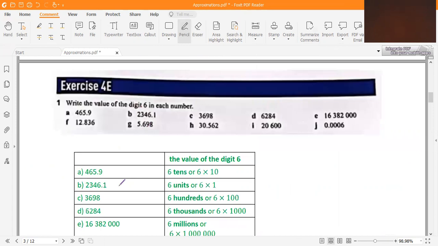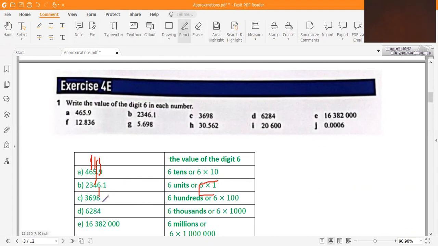For example, in part A, 465.9, we have the digit 6 here. The decimal point is here. Moving left from the decimal point, first is units, then tens, so the 6 is in the tens column. We can write it as 6 by 10. The value of the digit 6 is 6 by 10. In the next number, the 6 is directly on the left of the decimal point, so this is the units column, and we multiply it by 1. The value is 6 by 1.